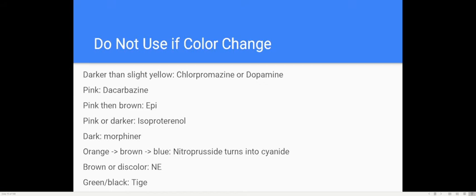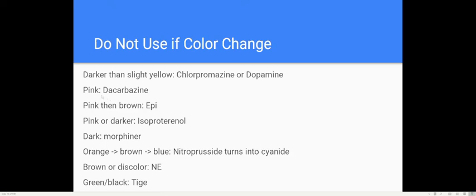Now, color change, I'm not sure if they're actually going to ask you this or not. This was in the RX prep book. It kind of emphasizes this a good bit, so I'm not going to go too much into detail, you guys can read it. Darkens light yellow. It turns this color. You want to avoid using these drugs, so if chlorpromazine or dopamine darkens light yellow, avoid using it.